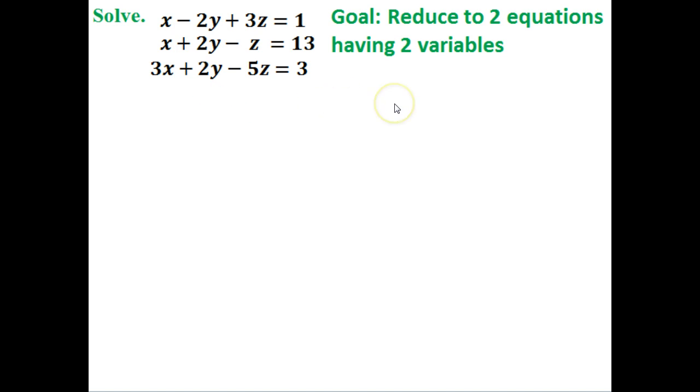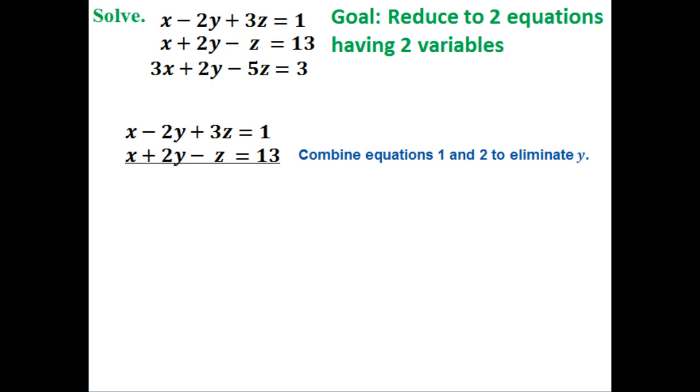So what I'm going to do here is I'm going to combine equations number 1 and 2 to eliminate my y's. So here's my equation 1, here's my equation 2. I'm just going to rewrite both of those down here so I have a little bit of room to work. Okay, they're the exact same equations, I just rewrote them here. Now if I do this, I can add these two together and eliminate my y's, which is what my goal is. Okay, we're going to try to reduce it to two equations with just two variables.